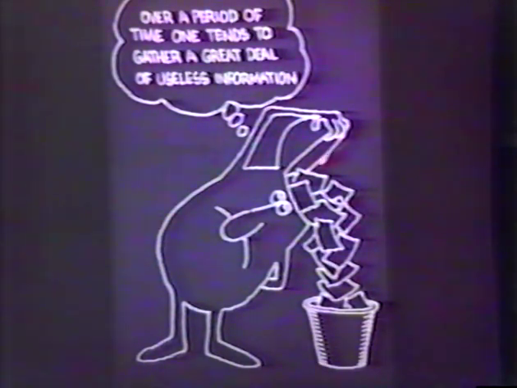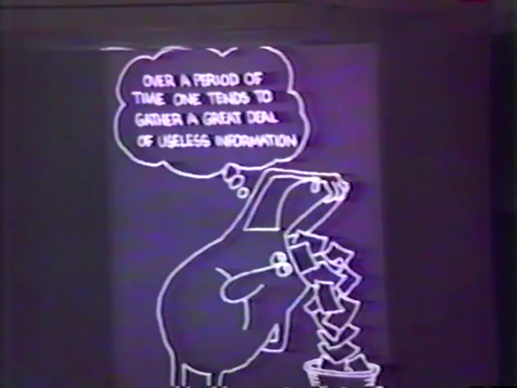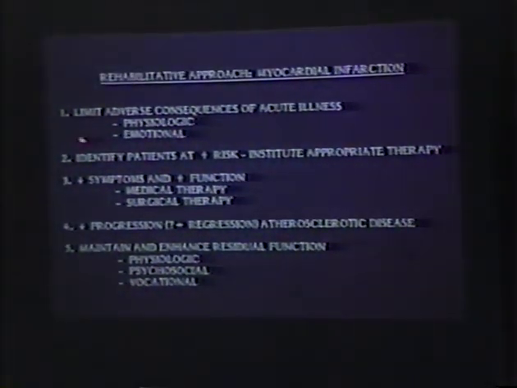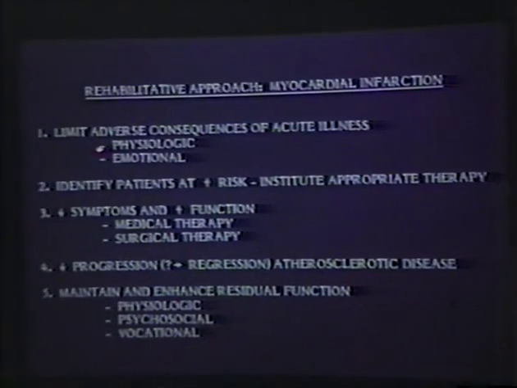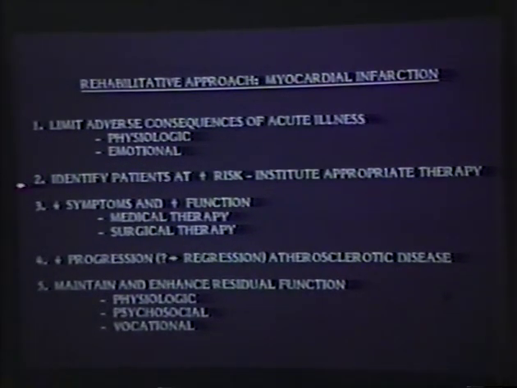What I would like to do today is to look at perhaps some of the features that we have to toss aside because they're outdated and make some room for new information regarding the rehabilitative approach to the patient who has had myocardial infarction. And I would like to address it in five particular areas. The clinician would be well advised to address limitation of the adverse consequences of the acute hospitalization, both physiologic and emotional, particularly a new feature of the 1980s, and that is risk stratification, the identification of those patients likely to have a proximate coronary event because there are now interventions by which we can limit at least some of these.